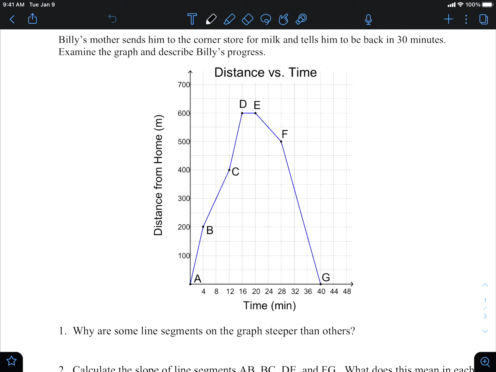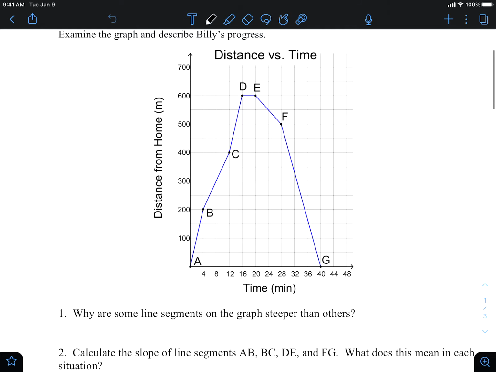So Billy's mother sends him to the corner store for milk and tells him to be back in 30 minutes. Examine the graph and describe Billy's progress. First of all, did Billy get in trouble when he got home? How long did it take him? Kenneth? Took him 40 minutes.